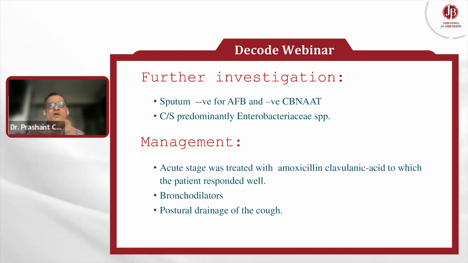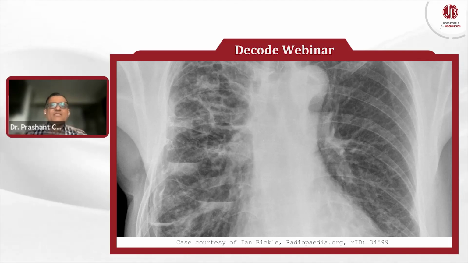I mean, that is a very common diagnosis we get. People who have a severe tuberculosis can land up with a bronchiectasis. She was treated with amoxicillin, clavulanic acid, bronchodilators, and postural drainage. How do you work up such a patient? I mean, have a look at this X-ray.